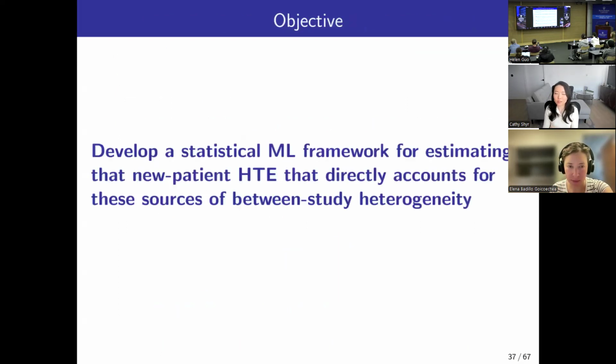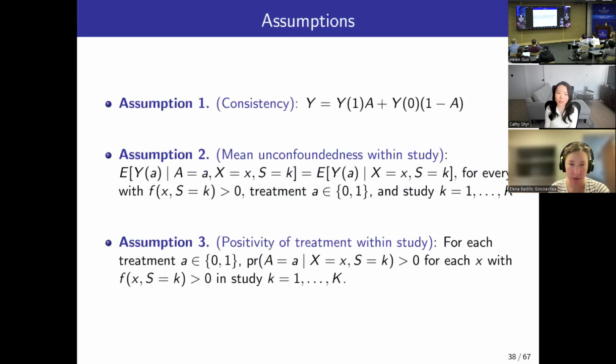So the objective of the multi-study R-learner is to estimate the new patient HTE that directly accounts for these sources of between study heterogeneity. So here are the three assumptions for identifiability.